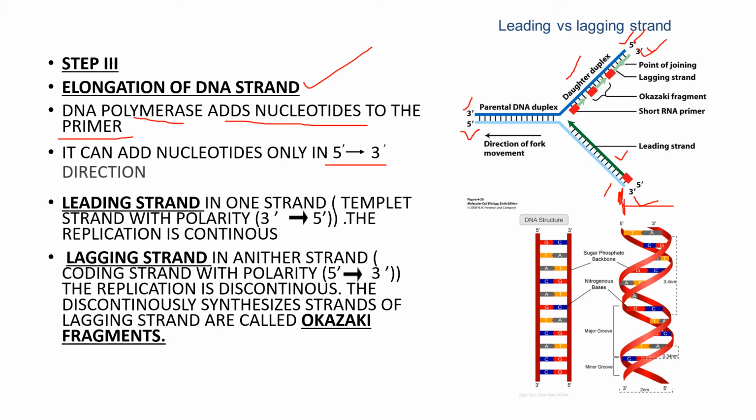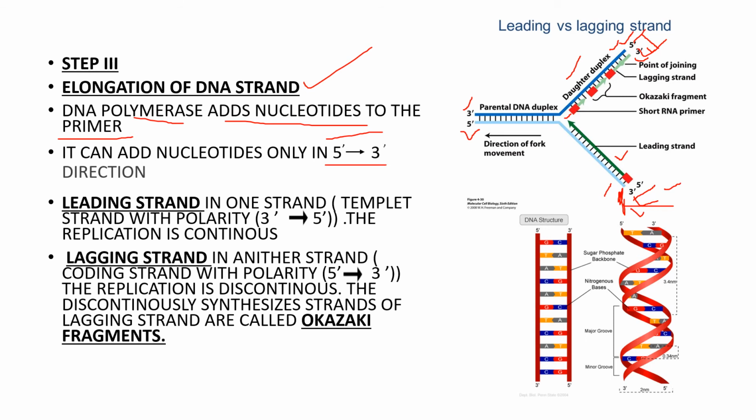This is the 3' end of the newly synthesized strand. This is the 5' end of the newly synthesized strand. So these two strands have opposite polarity, and these two strands have opposite polarity, where one is the template, the other is the newly synthesized strand. Here also the same case. So the condition is the DNA polymerase can add the nucleotides only in the 5' to 3' direction.